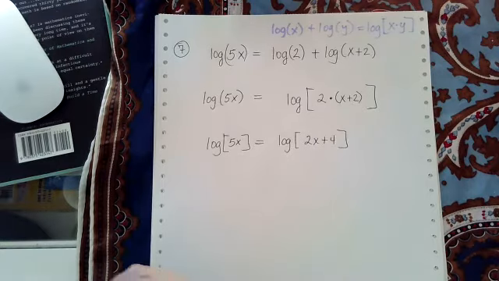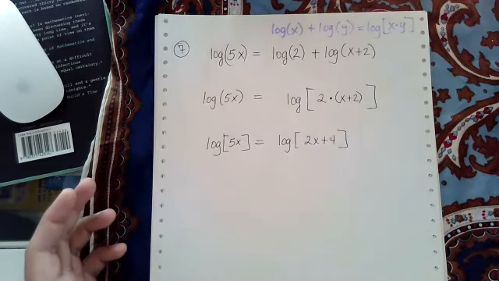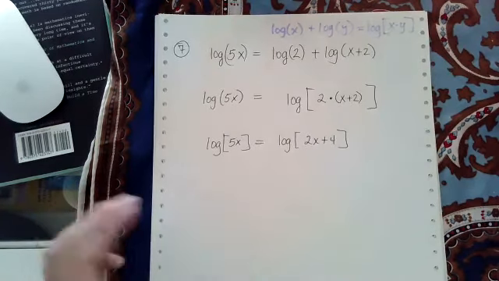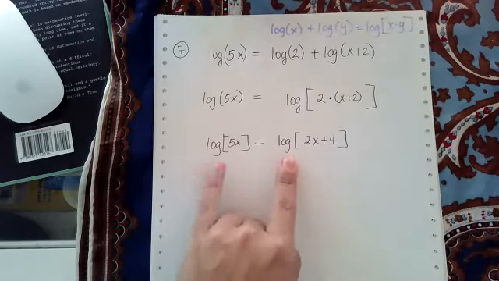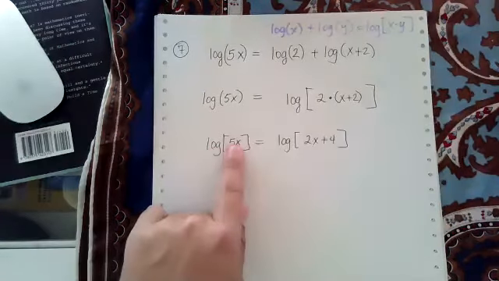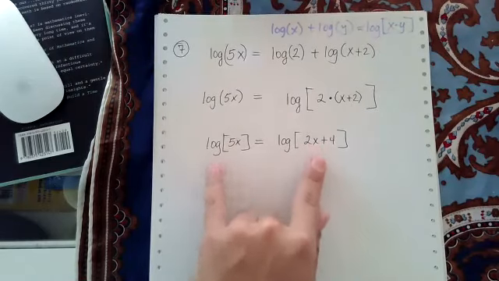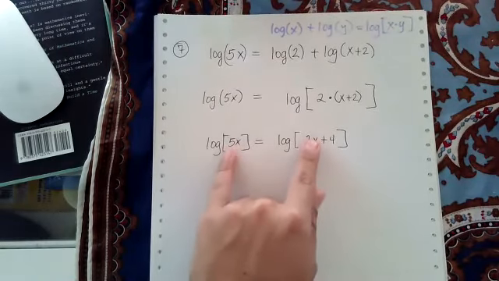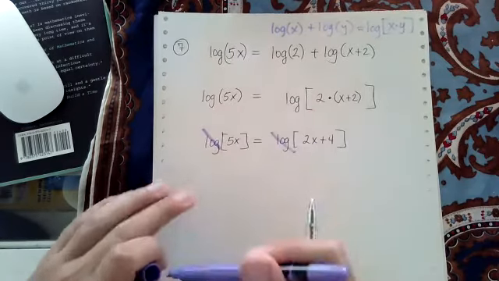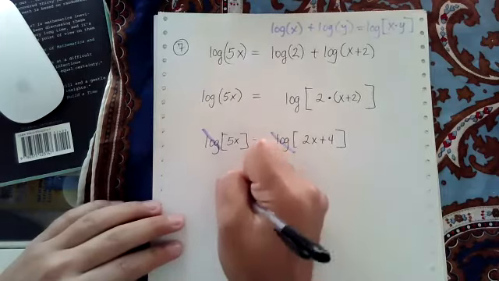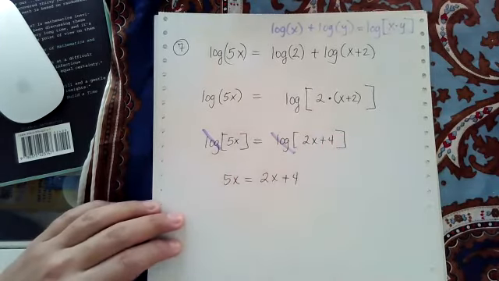Do we have to ignore the log and just resolve the numbers? Yeah, because this log has the same base as this log. So we have log of something is equal to log of something else. So if these two quantities are equal to each other, then their inputs have to be equal to each other, which means we can sort of ignore the logs. And that means that 5x is equal to 2x plus 4.